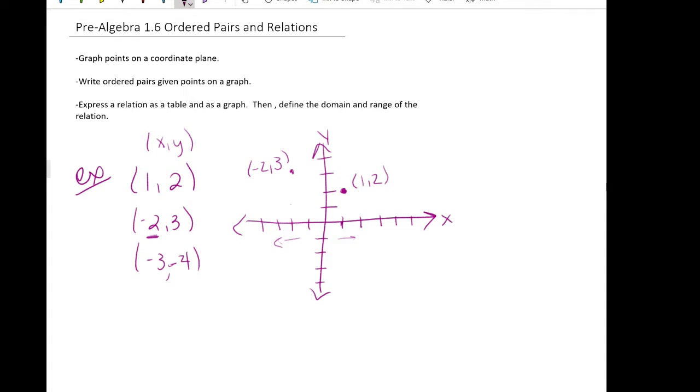And then for my final example, I have another negative x, which means I'm going to be going to the left, negative 3. And now my y is negative, and so that's going to take me down. 1, 2, 3, 4. So these are your 3 points. And that's all that we're looking for in the homework. So I want you to draw your own graph and then plot the points.